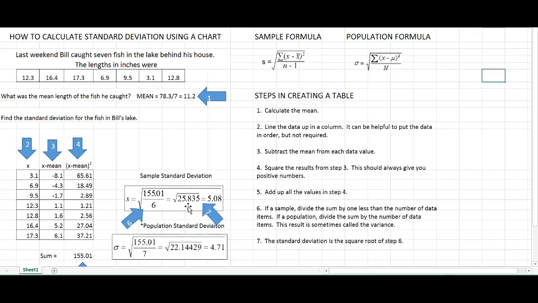From reading, you may know that 25.835 is called the variance, but the standard deviation we get by taking the square root for step 7 is 5.08.